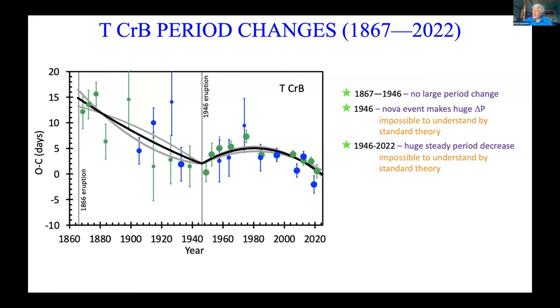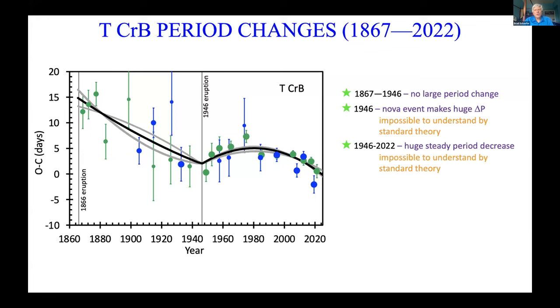So this clearly is not impossible to understand with theory, but it is impossible to understand by standard theory. And this is telling us that we have to add something, I don't know what, to standard theory in order to explain what's going on with T CrB. So we have a couple things going on here. And the question of these period changes actually start leading into high science. I'll get into it a little bit more later, because these period changes are what drives the evolution. And it's the evolution of T CrB which might or might not turn it into a type 1a supernova.